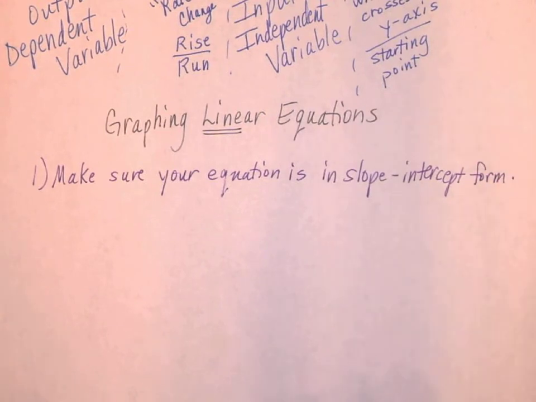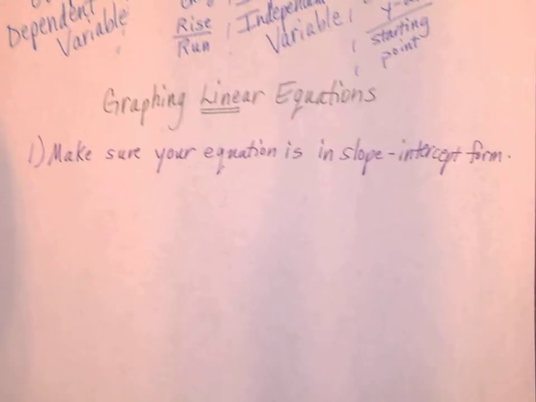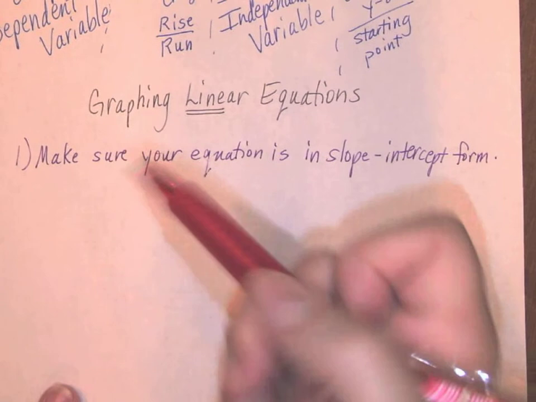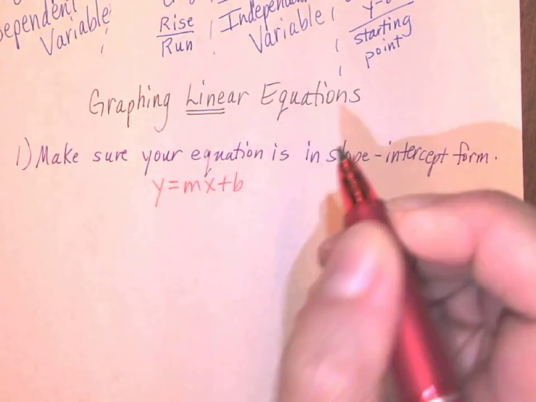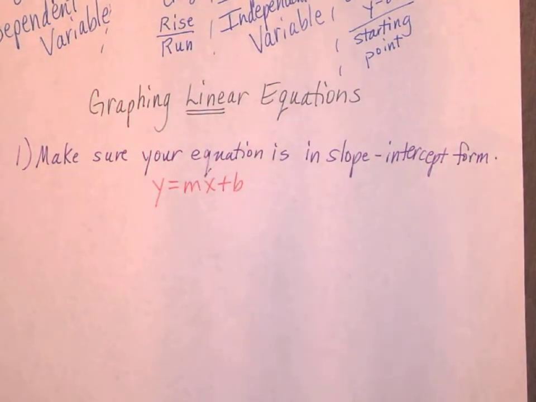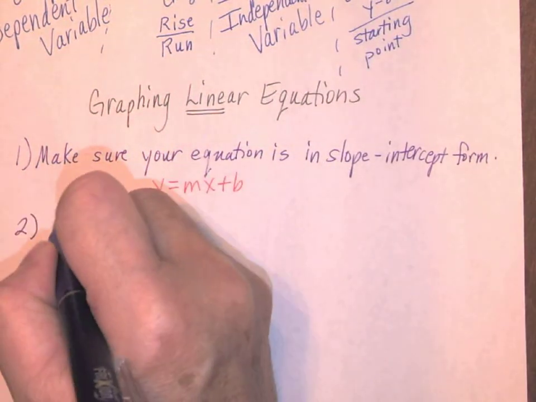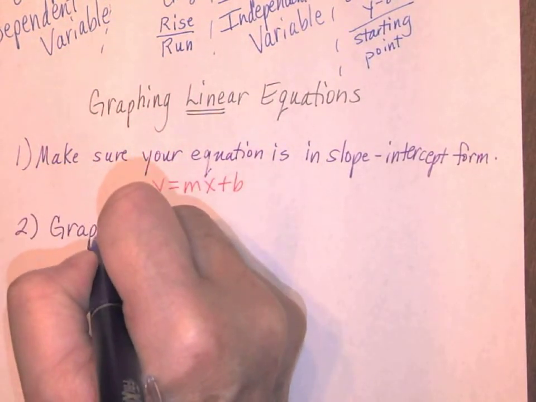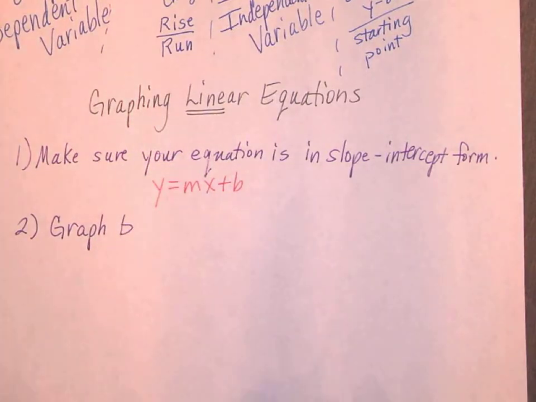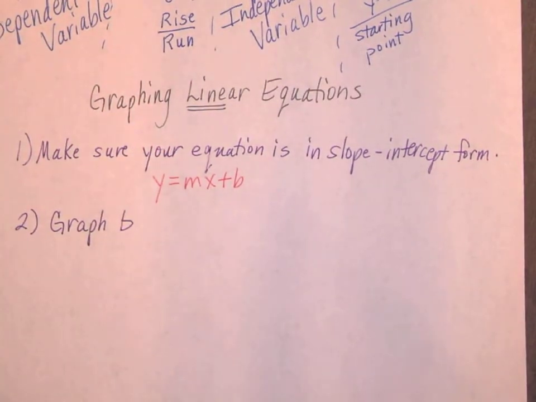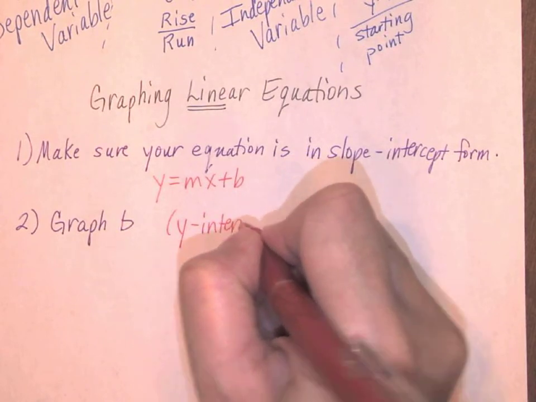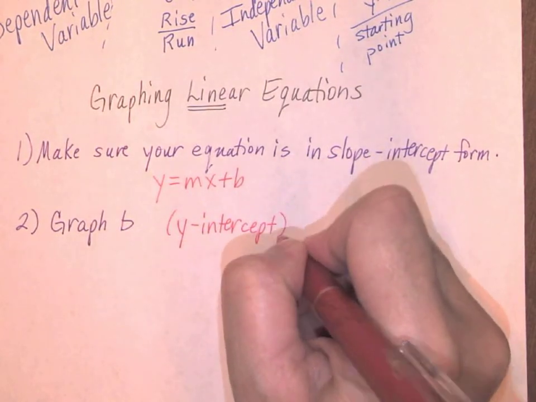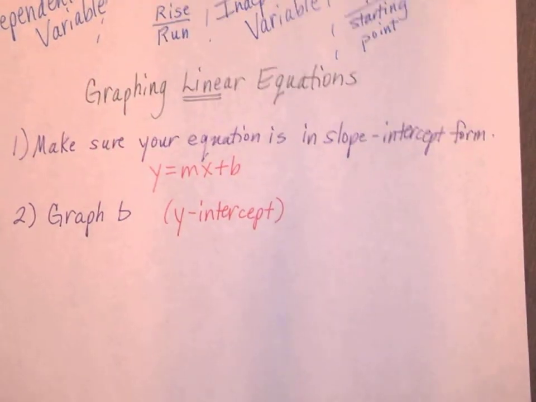Now tomorrow we're going to talk about what to do if it's not in slope-intercept form. But today the only ones we're going to look at are already going to be in slope-intercept form, which is y equals mx plus b. Now I told you that b was your starting point. So the second thing you're going to do after you make sure it's in slope-intercept form is you're going to graph b. That's your y-intercept. You're going to put your y-intercept on the graph. I'm going to show you how to do this here in a minute.